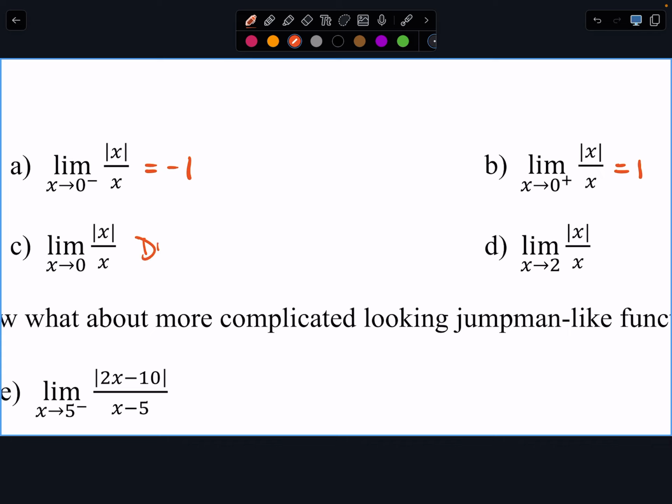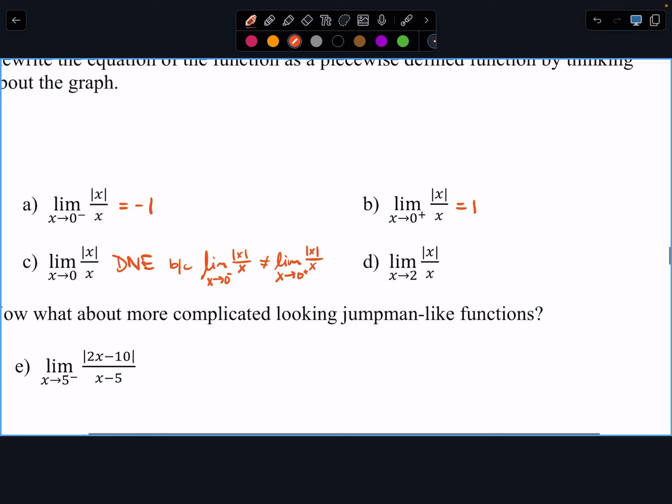D and E. And if you were asked to justify, you could say because the limit as x approaches 0 from the left does not equal the limit as x approaches 0 from the right. What about as x approaches 2? 1. Just direct substitution, that puppy.